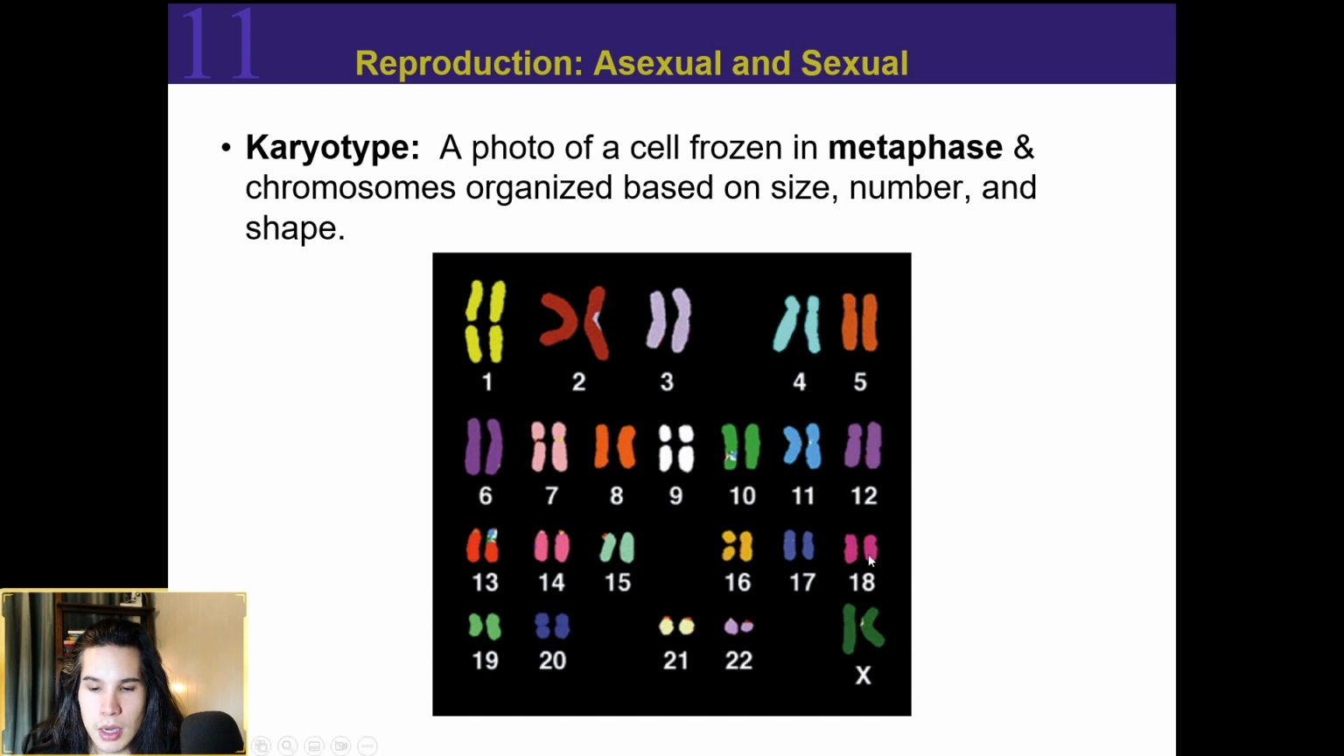However, when we get to our sex chromosomes, the Y chromosome is actually a lot smaller than the X chromosome. In this case, you have 2 X chromosomes, making this organism biological female, right? So you have 2 X chromosomes, they're going to be the same size. However, if it was a male, you would have 1 X chromosome and 1 Y chromosome, the Y chromosome being much smaller.